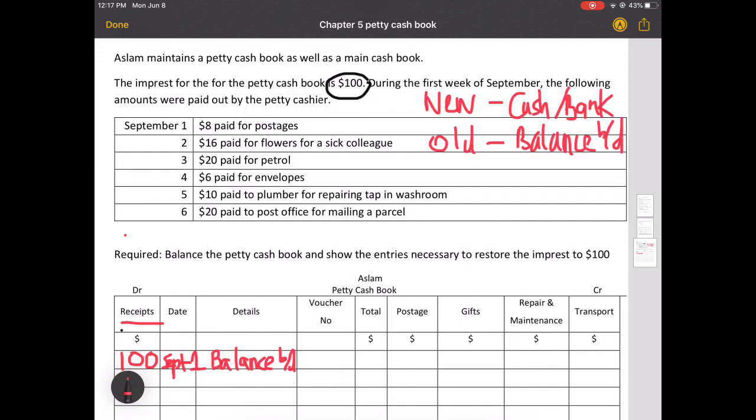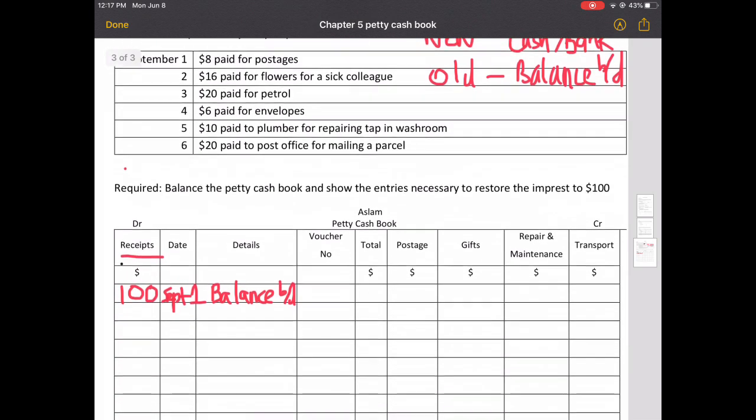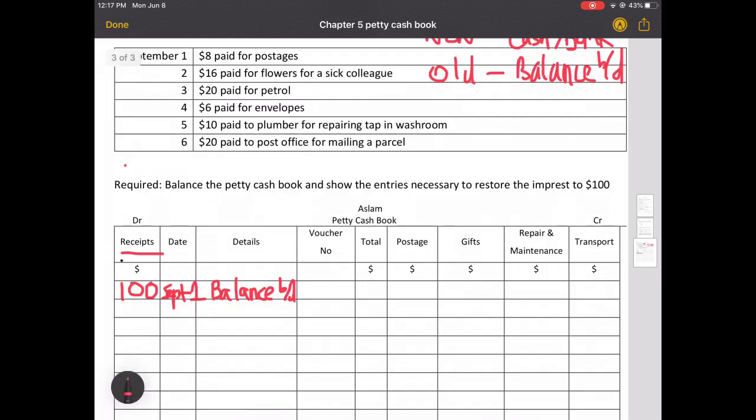Okay, so now that you've recorded the opening amount, we are going to move on to the expenses for the period. Okay, let's look at the first expenses. September 1. So I'm going to record that first, September 1. Paid $8 for postage. Okay, so I'm going to write in my detail. Your detail can be anything that describes the transaction. Just going to write there postage.